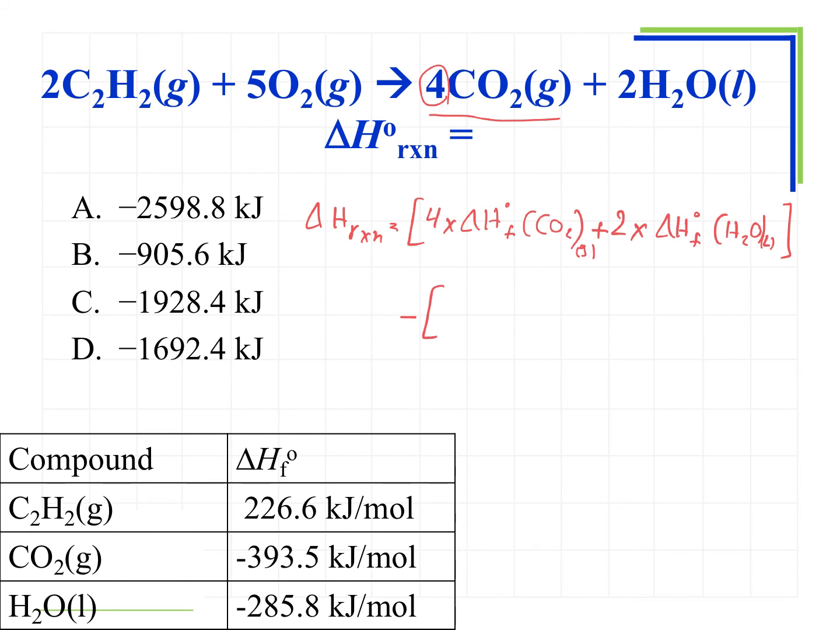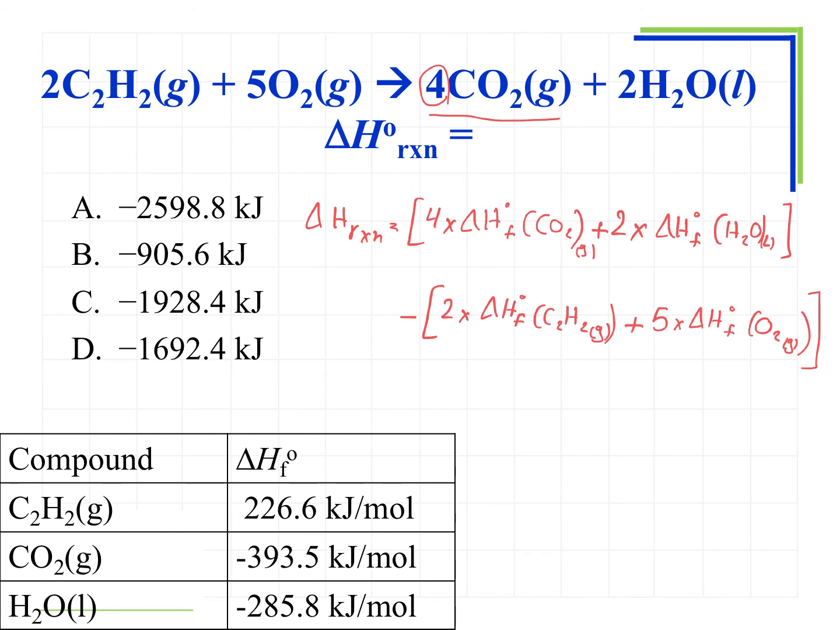So I have C2H2 in my reactants, and I have 2 moles of that. So 2 times the delta H of formation of C2H2 in gas phase, plus 5 moles times the standard delta H of formation of O2 in gas phase. Okay, so you plug in these numbers and then you find the reaction and tell me what is the answer.